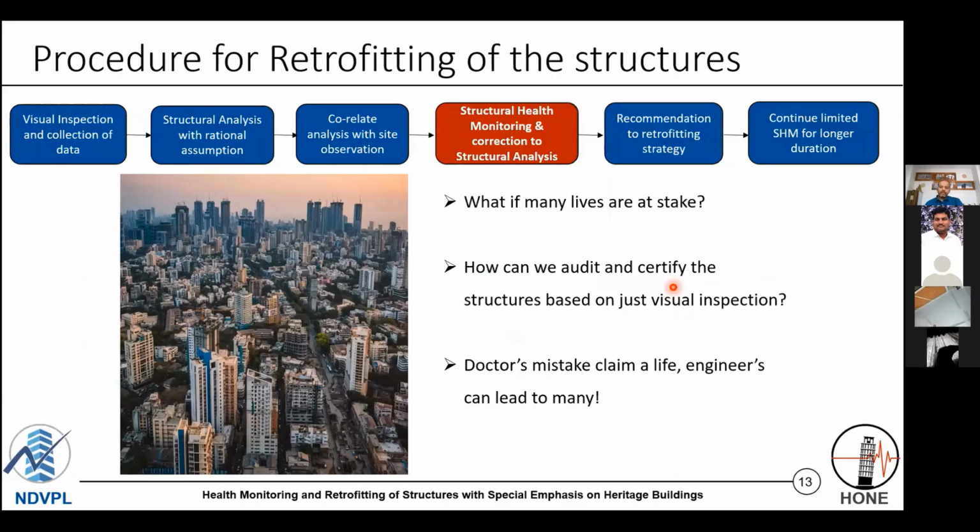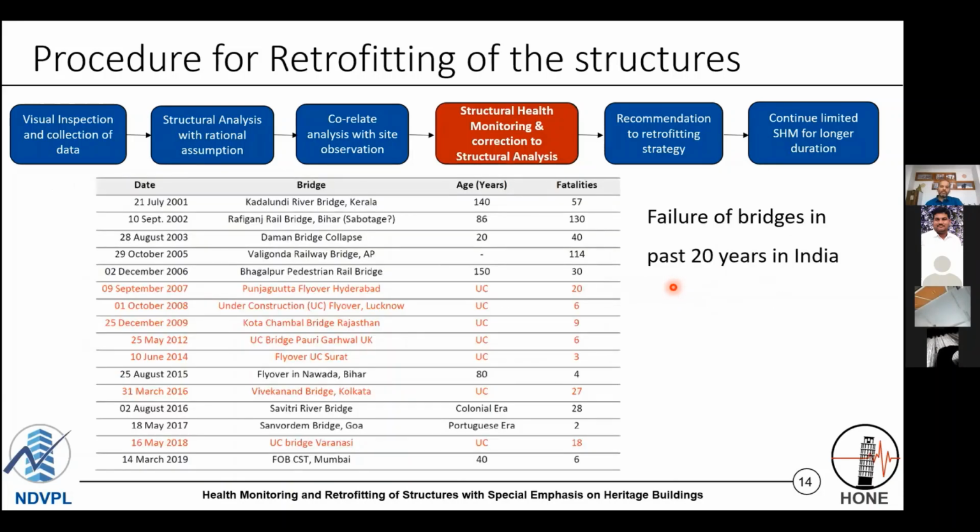As it is said, a doctor's mistake can claim a life, but an engineer's can claim many. So we have to be more cautious. And if we are not cautious, then what happens? This is a list of the bridges which have failed in India, and the people who died in the accidents.